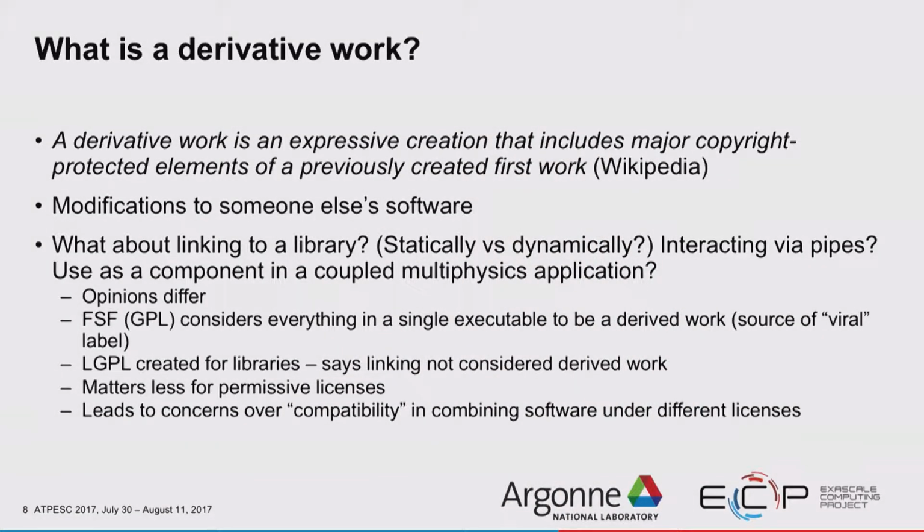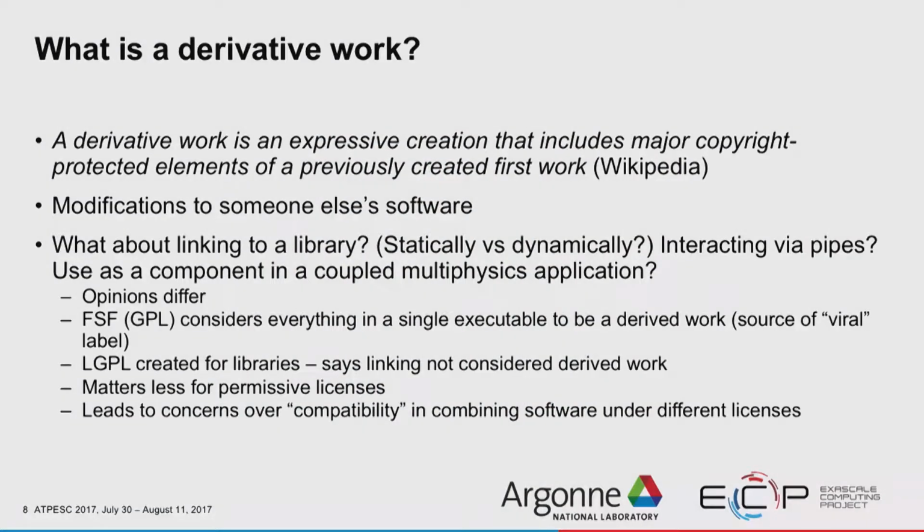It is a work that is derived from major copyright-protected elements of a previously created first work. This is the definition as given by Wikipedia. But essentially it boils down to this: you are taking somebody else's software and modifying it for your own use or for some other purpose. But then that raises the question of what happens when you're linking it to a library, whether statically or dynamically, because in some sense you're modifying the binary that comes out of that particular software. Or if you're interacting via pipes, or using the library as a component in a multiphysics application. This is an ongoing debate.